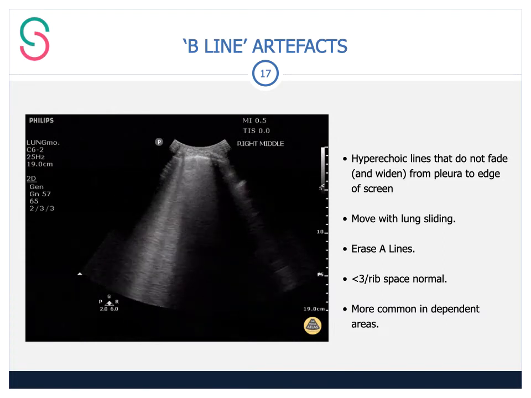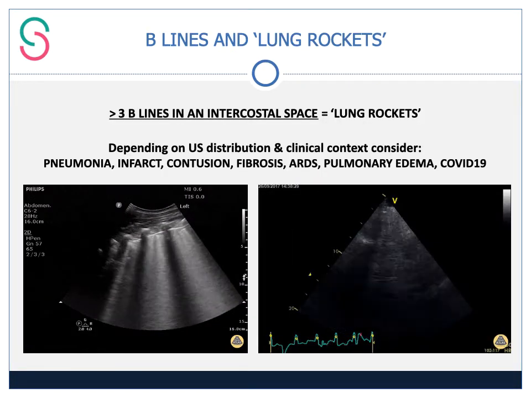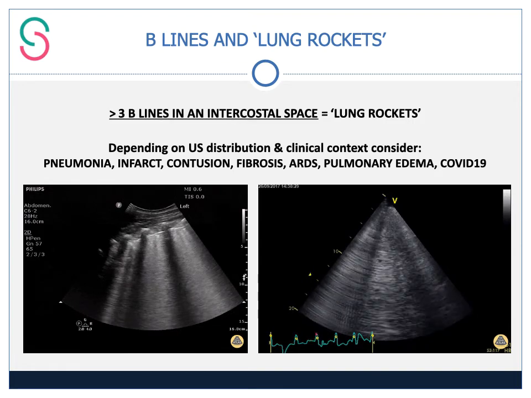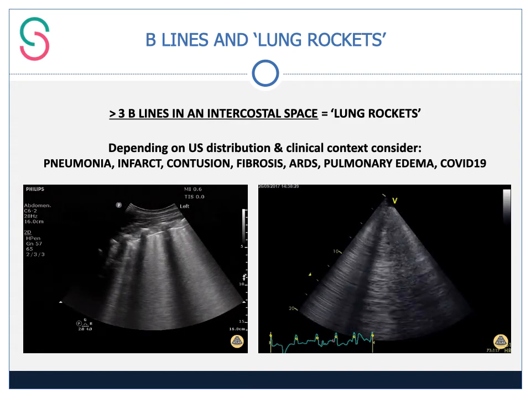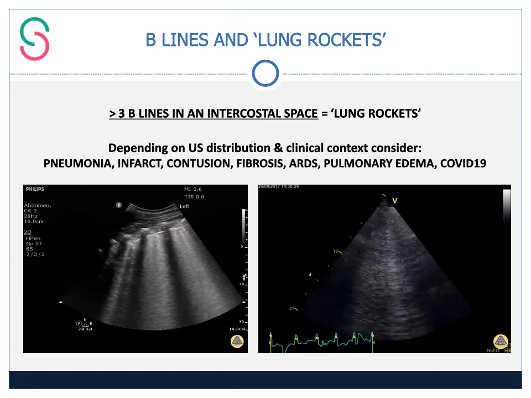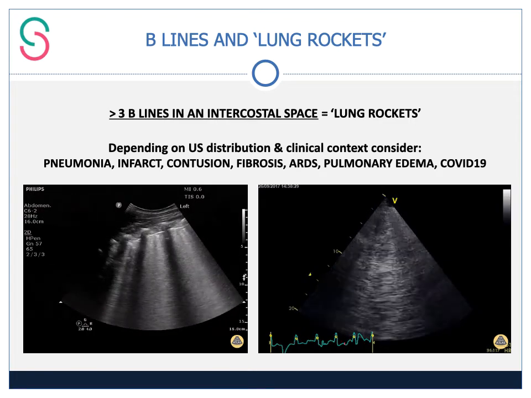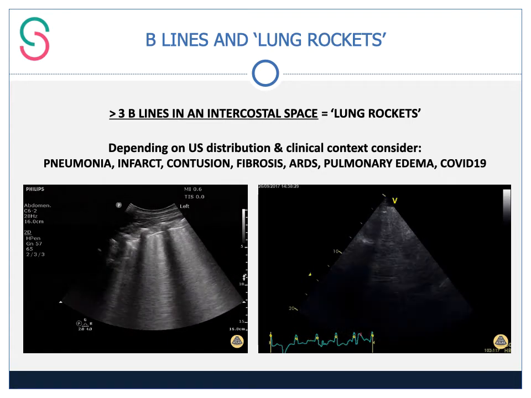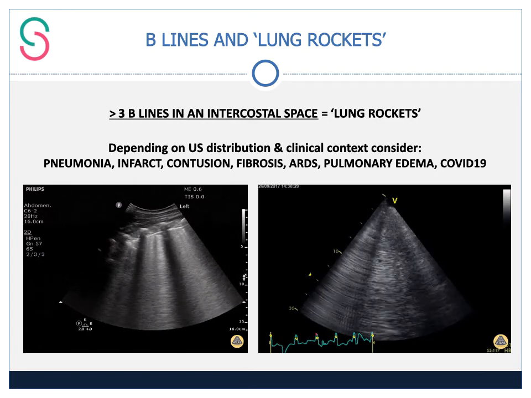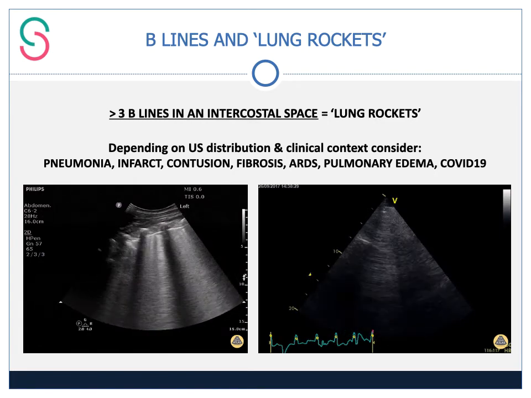And these lines tend to be more common in dependent areas, typically because the interlobular septi are more likely to be thickened in dependent areas due to pulmonary venous or lymphatic congestion. You may also hear about a term called lung rockets, which one of the pioneers of lung ultrasound and POCUS, Daniel Lichtenstein, coined. These are more than 3 B lines in an intercostal space, and this is an abnormal finding. So if you mention the phrase lung rockets, you're saying that there's an abnormal number of B lines in a particular part of the lung.